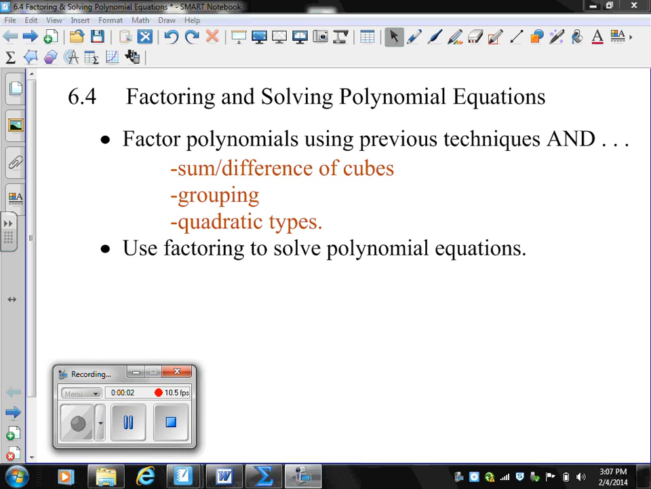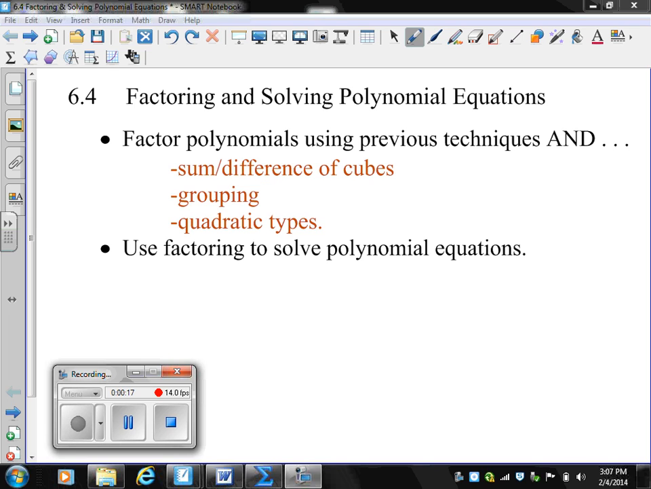Hi folks, this is a video about factoring and solving polynomial equations. This goes with section 6.4 in an Algebra 2 textbook. After this video, you should be able to factor polynomials using previous techniques, which we'll go over in a second.